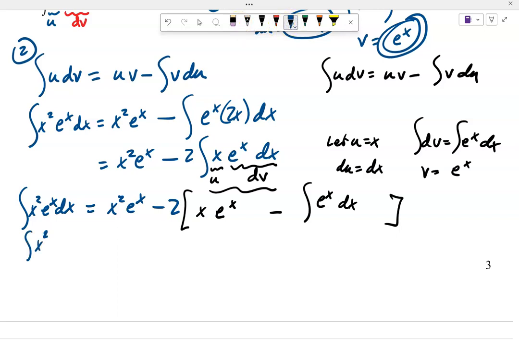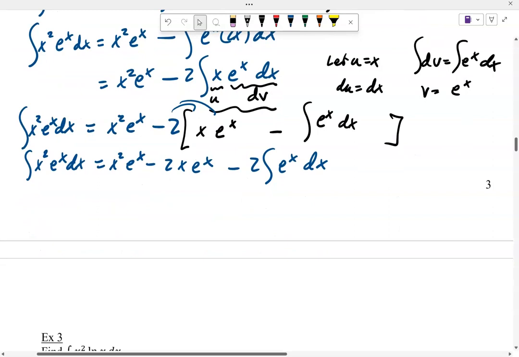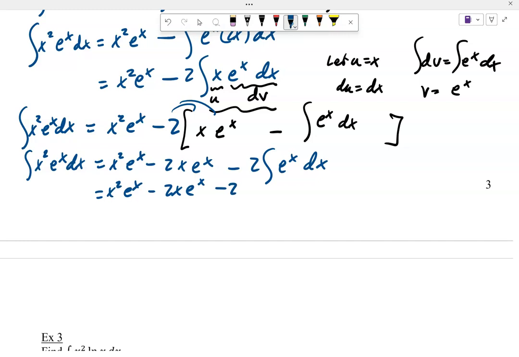And so we have the integration of x squared e to the x dx is x squared e to the x minus 2. I'm going to distribute the 2 through. And then now I'm going to go ahead and run the integration of e to the x, which is 1 over ln of e to the x, plus a constant. All right. And there's our answer.